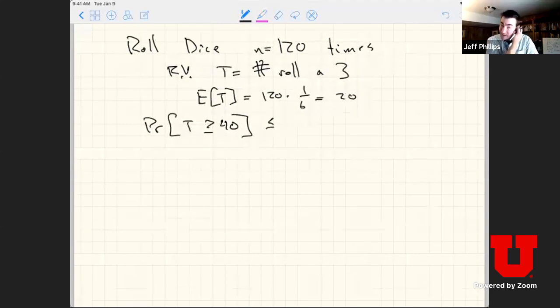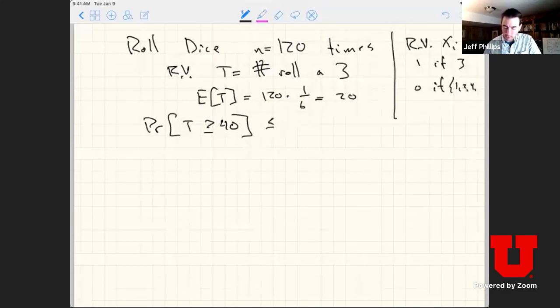So the first thing I'm going to do is define random variables xi, which are going to be equal to 1 if a 3, or 0 if 1, 2, 4, 5, 6. And so then in this case x bar is going to be 1 over n of these xi, and t is going to be x bar times n, and n in this case is 120. So this is just linear rewriting of the variables here.